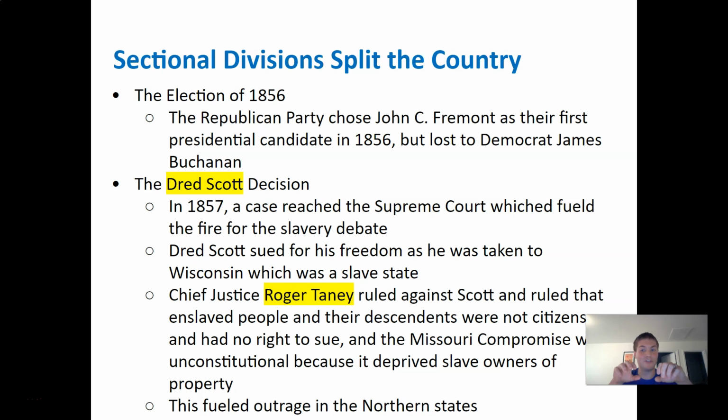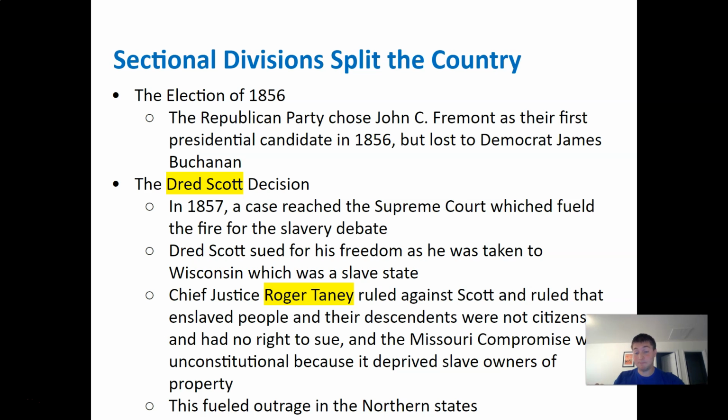Not only that, but he furthered his ruling by saying any African American, he didn't say enslaved person, he said any African American and their descendants are not citizens and they do not have the right to sue. Not only that, but the Missouri Compromise is unconstitutional because it deprives slave owners of their property.